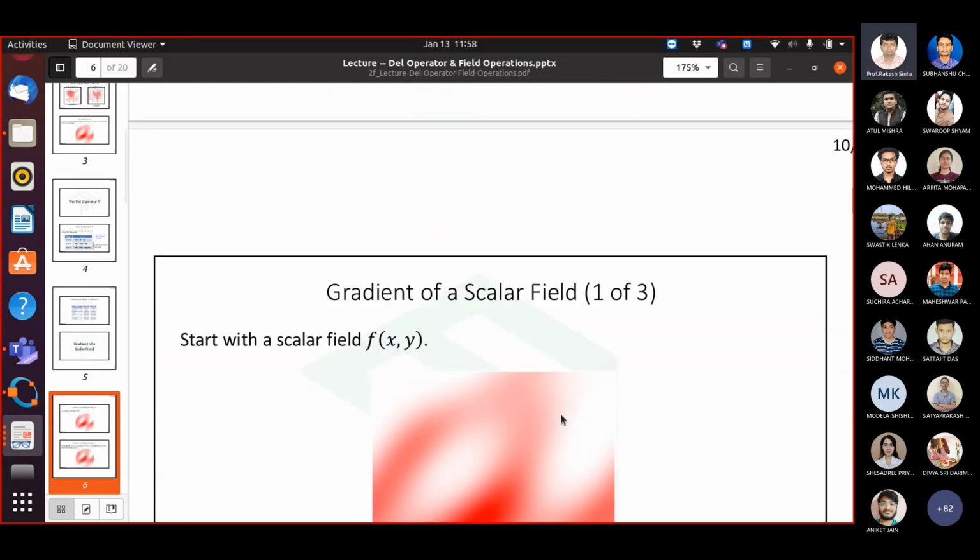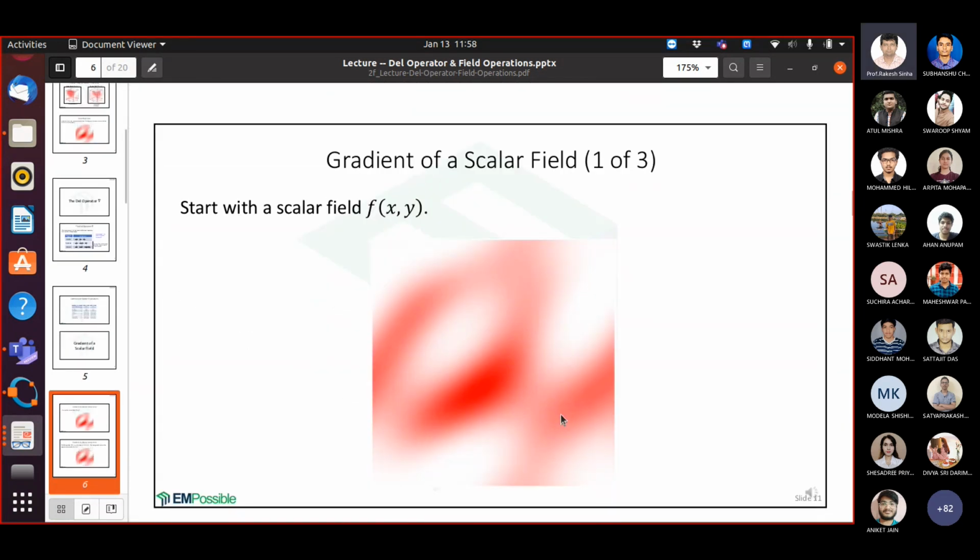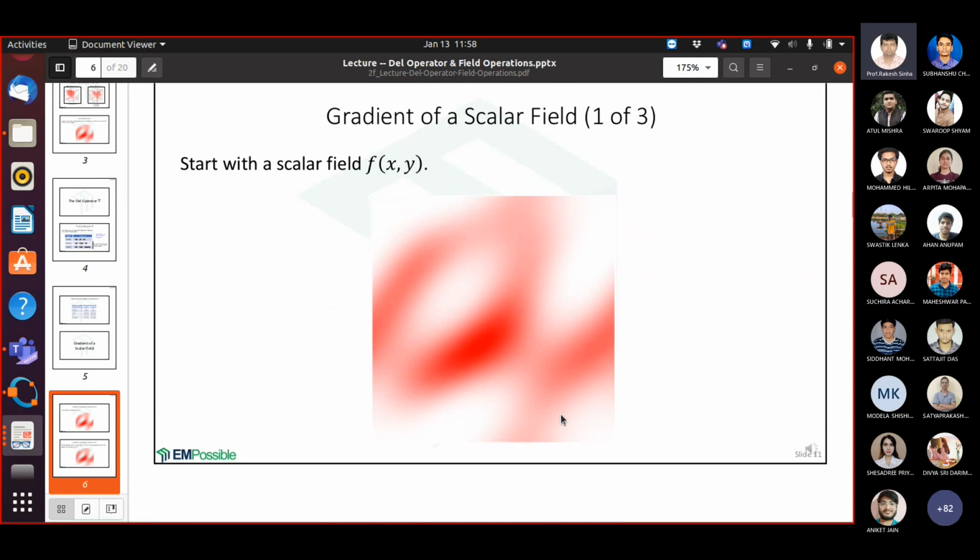So, gradient of a scalar. What does it mean by gradient? Gradient basically indicates the change, or basically the slope. Let's say this is a kind of scalar field over a 2D surface, and it is varying.